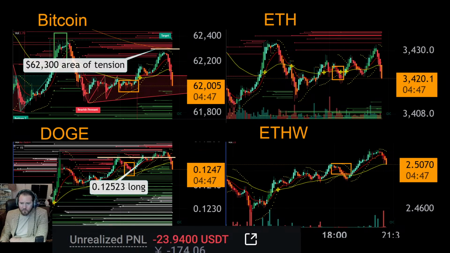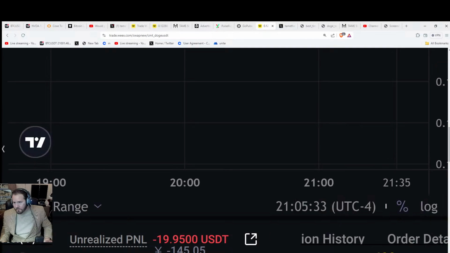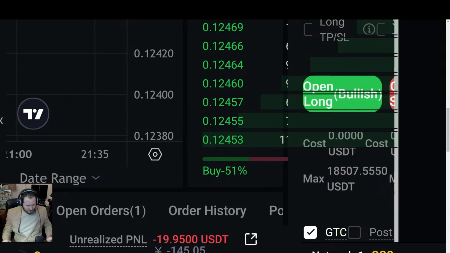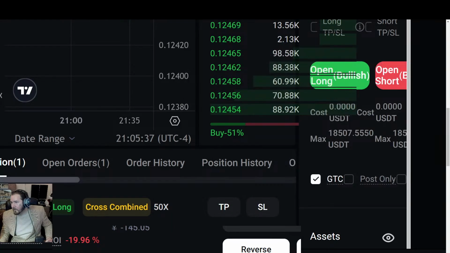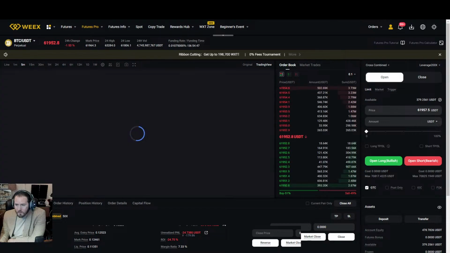Would I be willing to add a short to this position to hedge it? Possibly I could. That's something I could do. It would increase my risk, but let me show you how to do that as well real quick. So if I think Bitcoin might come down, I could hedge my Dogecoin long with a Bitcoin short. So I would go up here to futures. I would go to Bitcoin.